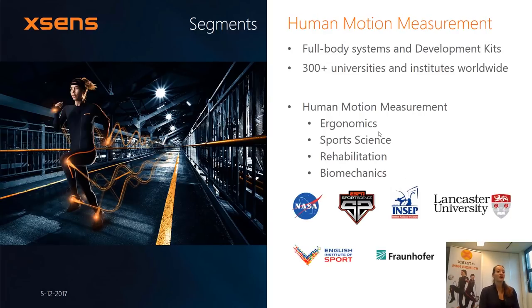Moving on to the market that I myself work for, the human motion measurement market. This includes a lot of different applications, from ergonomics to biomechanics, sports science, and rehabilitation; human-robot interaction is another application. For this market, we have two different systems. You have the MVN product, which is the MVN Awinda and the MVN Link system, and we have development kits, pretty much based on standalone wireless motion trackers. These require our customers to develop their own biomechanical model, so they have the liberty to do this based on these trackers.